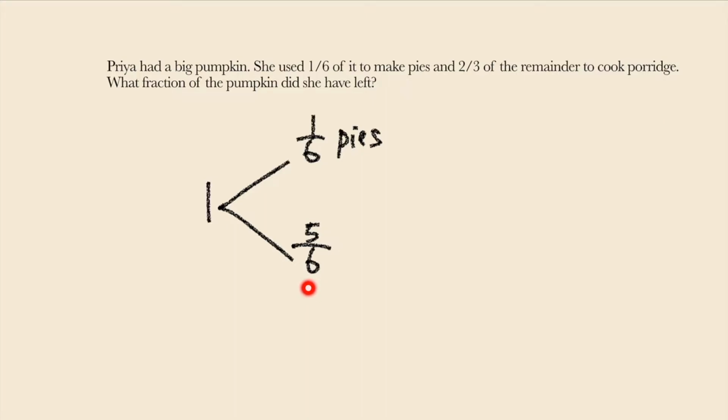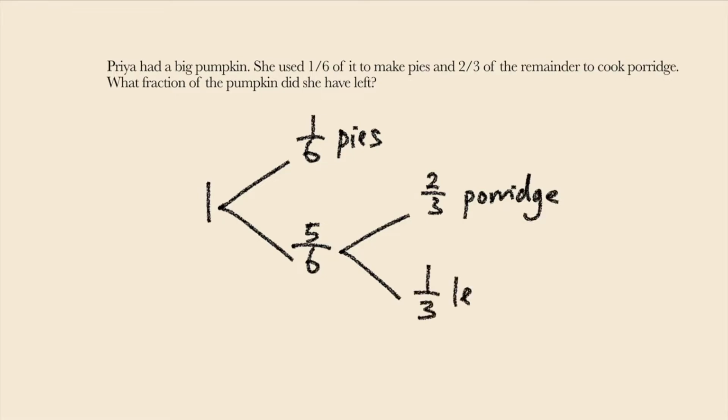We are told 2/3 of the remainder. So 2/3 of this remainder was used to cook porridge. Now if this is 2/3, the other branch has to be 1/3. And this is what we are told was left. Question: what fraction of the pumpkin, the total pumpkin, was left? Again, the wrong answer is 1/3.